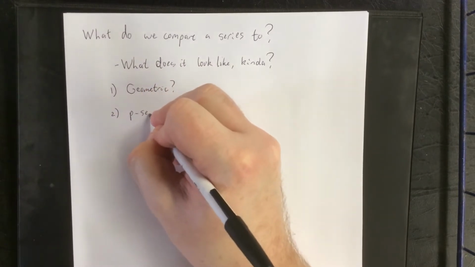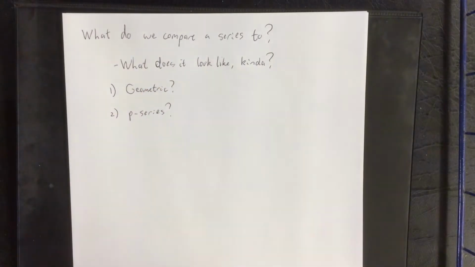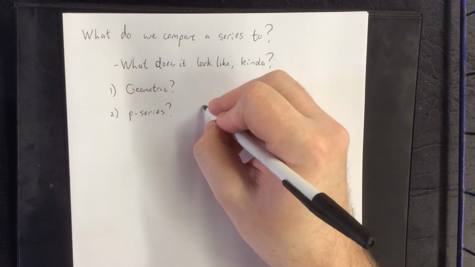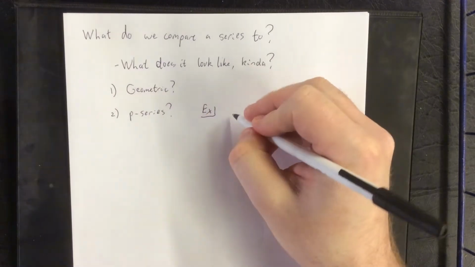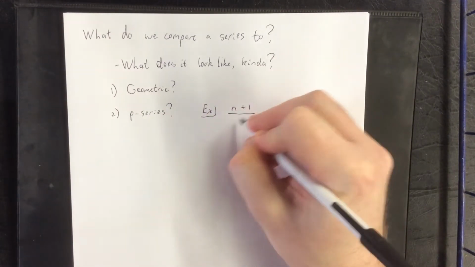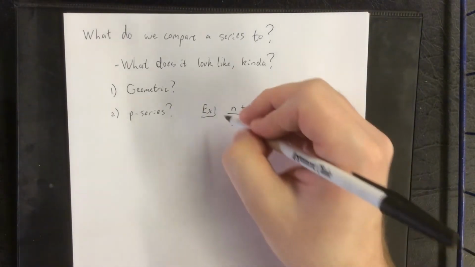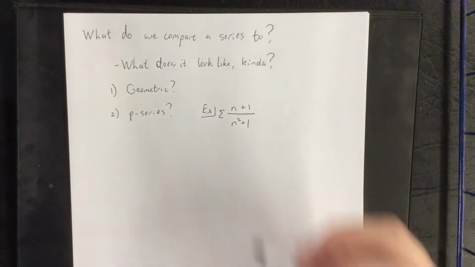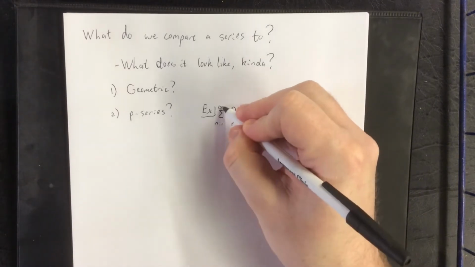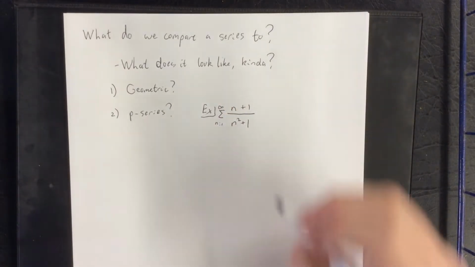Does it look like a p-series? Now, frequently, when it comes to p-series, some of those could be technically in disguise. And they might be in disguise in the form of a rational function. So suppose that I give you a series like the sum from n equals 1 to infinity of n plus 1 over n squared plus 1.